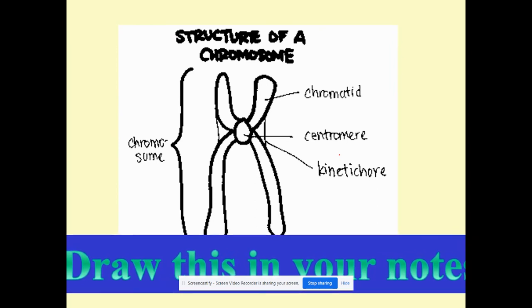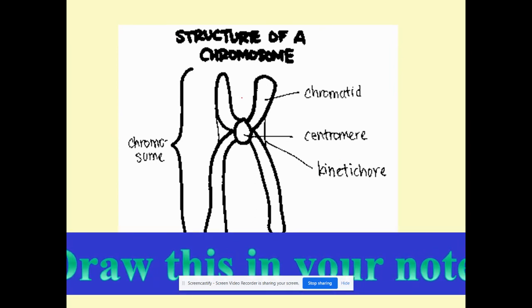I do want you to make a little sketch of this. We're actually not going to talk about the kinetochore. But the chromatid and centromere: chromatids are the pieces that make up a chromosome. There are two of them connected by what's called a centromere, the little egg-shaped button in the middle. Chromatid, centromere.